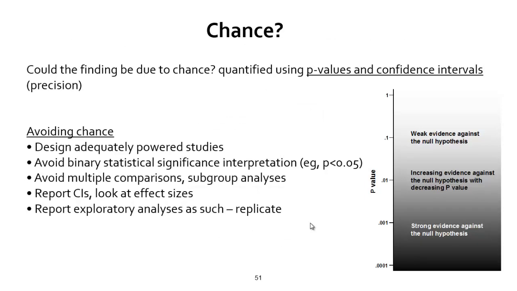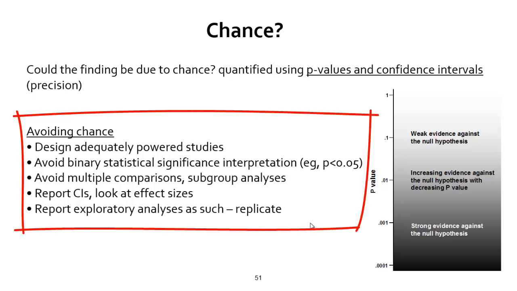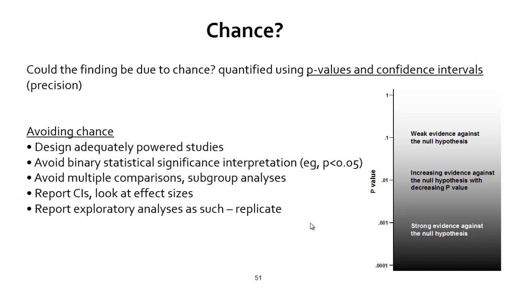So first, could it be due to chance? I.e., could it be just random sampling variation that has produced this fluke observation or fluke result? And we try to exclude chance by using hypothesis tests or p-values and by estimating confidence intervals. These two statistics try to give us some information on the uncertainty in our estimate. And there are a list of ways we can avoid being fooled by chance, for example by designing adequately powered studies and by avoiding the sort of binary interpretation of p-values as not significant or significant.